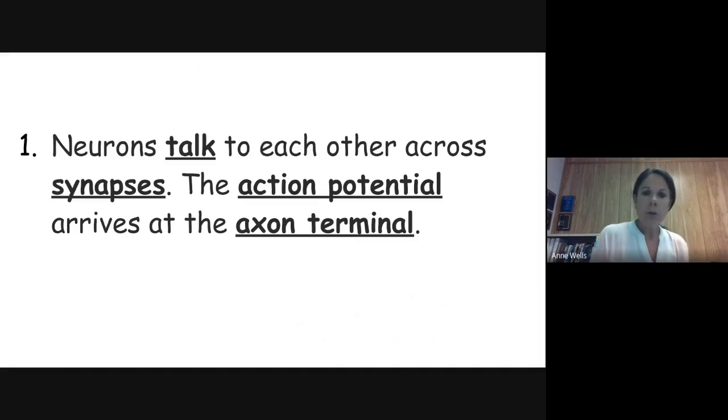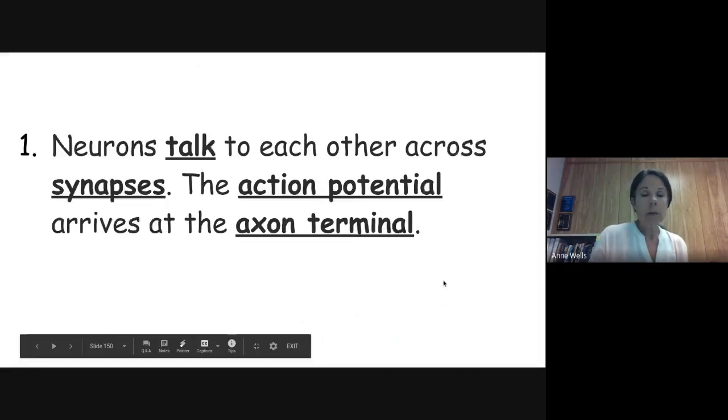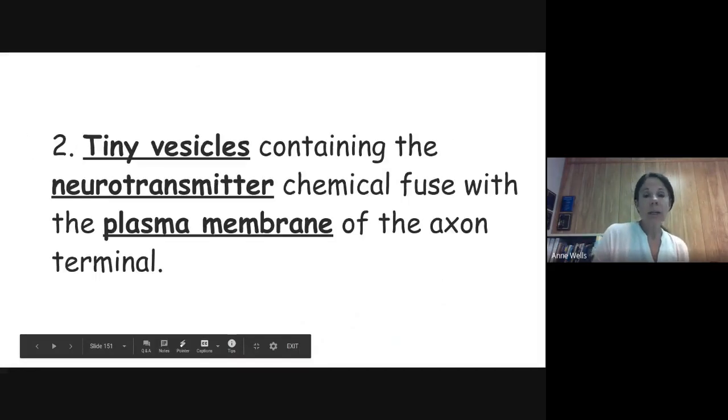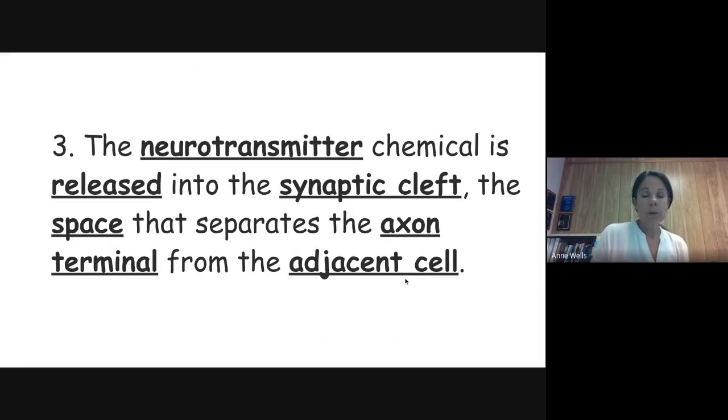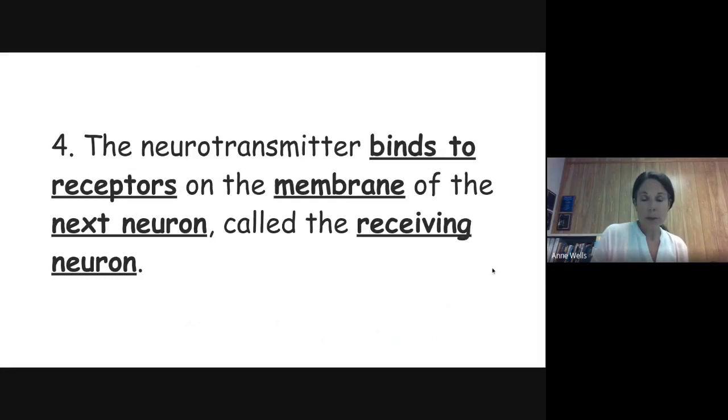Step number 1, neurons sort of talk to each other across synapses. The action potential arrives at the axon terminal. Remember, an action potential is just a nerve impulse. Number 2, tiny vesicles containing the neurotransmitter chemical fuse, that just means joins, with the plasma membrane of the axon terminal. Number 3, the neurotransmitter chemical is released into the synaptic cleft, the space that separates the axon terminal from the adjacent cell. Most of this is review that we've already talked about.